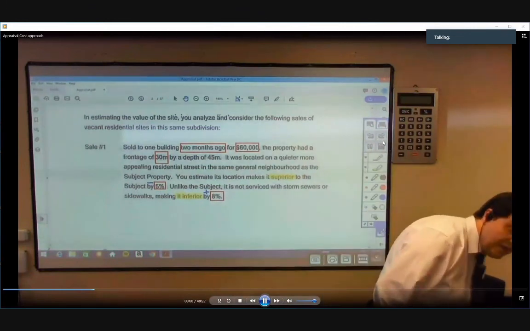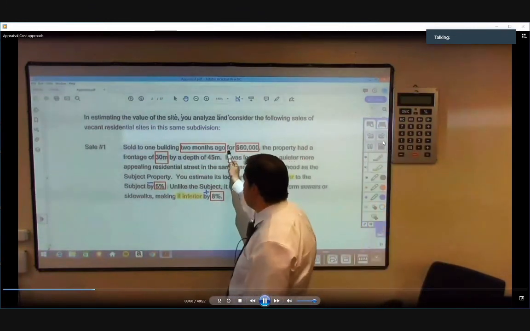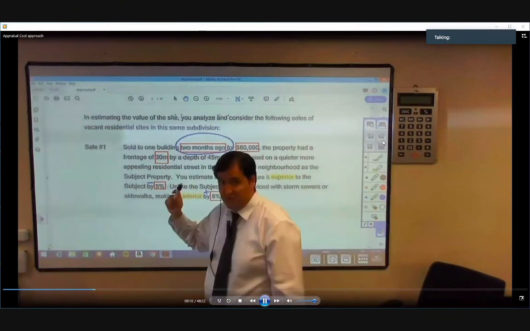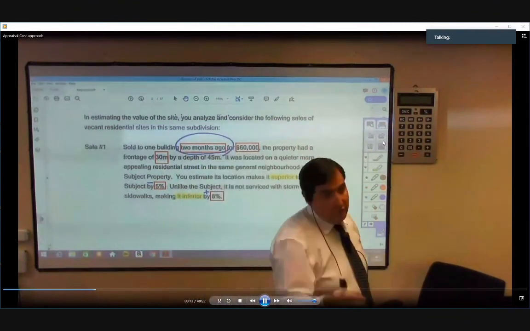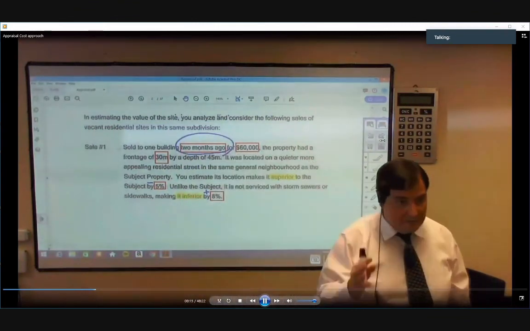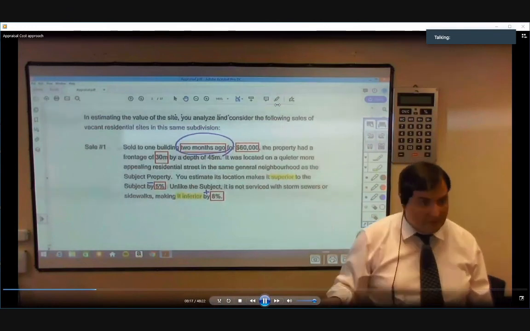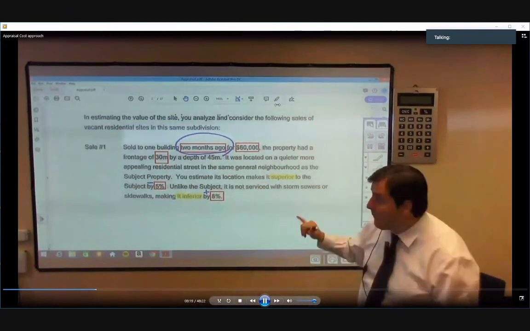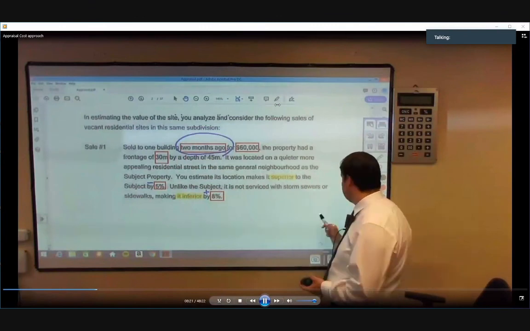So you have to do other adjustments. And you have to do a 2 months time adjustment. Am I correct? Because this one sold 2 months ago. So if this was sold less than a month ago, 1 week, 2 weeks, 3 weeks, you don't do a time adjustment. But for a month or more, you have to do a time adjustment.